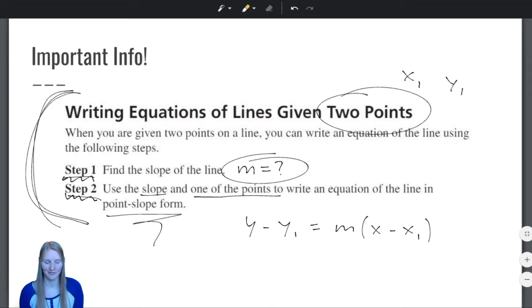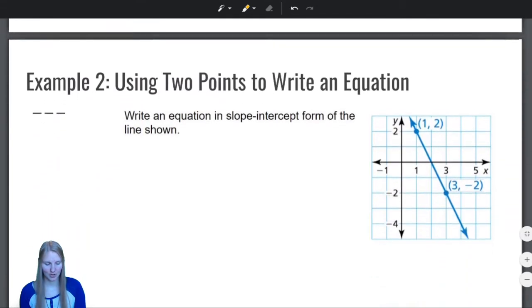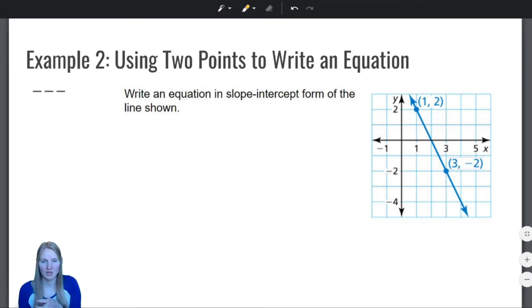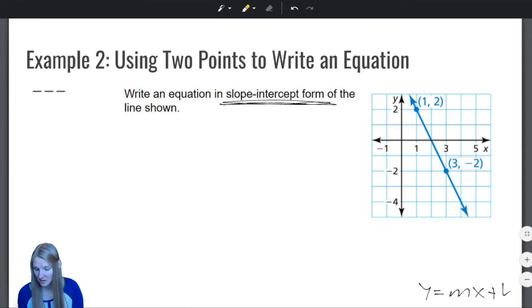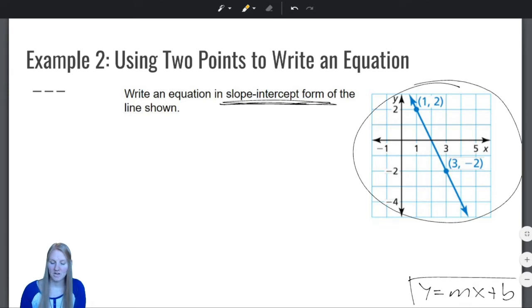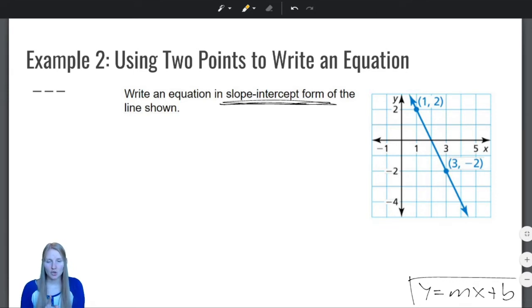Okay, wonderful. Let's jump right in. Now we'll jump right in. Okay. Example 2, using 2 points to write an equation. So, write an equation in slope-intercept form. Oh, in slope-intercept form. Okay, so remember that means in the end, we want y equals mx plus b. Okay, so write an equation in slope-intercept form of the line shown. Now, I know what you're thinking. We could do what we did at the end of 4.3.